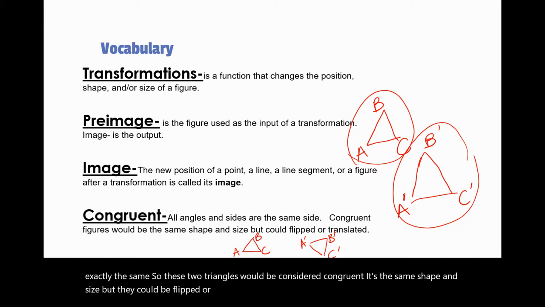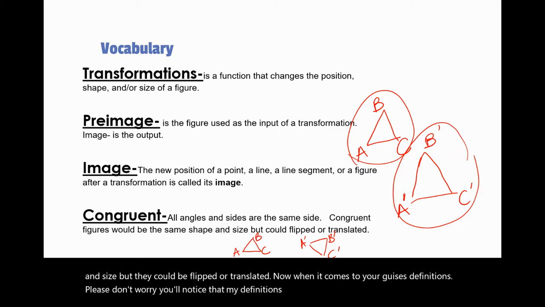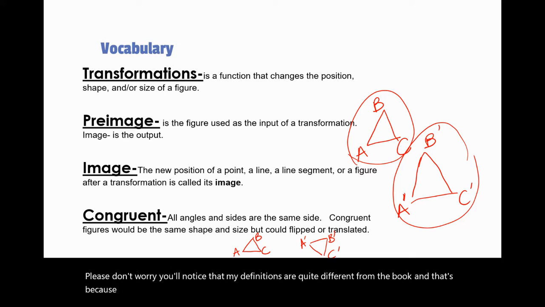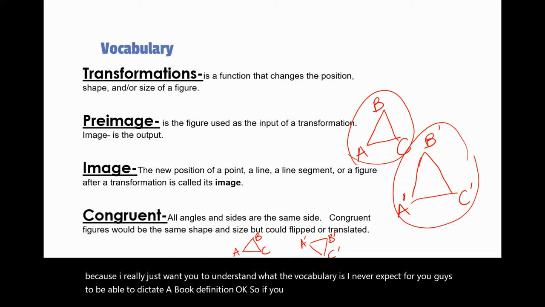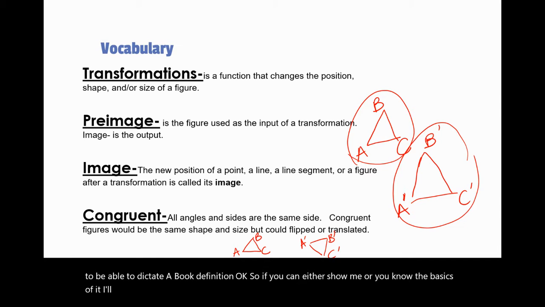Now, when it comes to your definitions, please don't worry. You'll notice that my definitions are quite different from the book, and that's because I really just want you to understand what the vocabulary is. I never expect you to be able to dictate a book definition. So if you can show me the basics of it, I'll be using the same type of vocabulary if you ever are quizzed on anything when it comes to vocab.